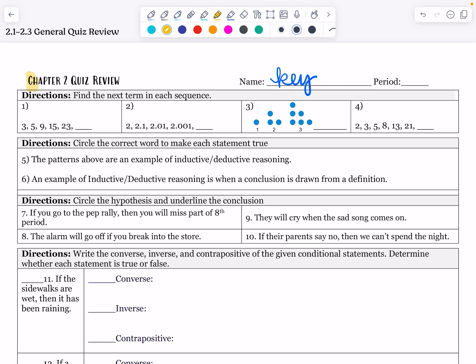Hello, everyone, and welcome to our Chapter 2 quiz review. We're going to get started on the first section. We are finding the next term in each sequence.